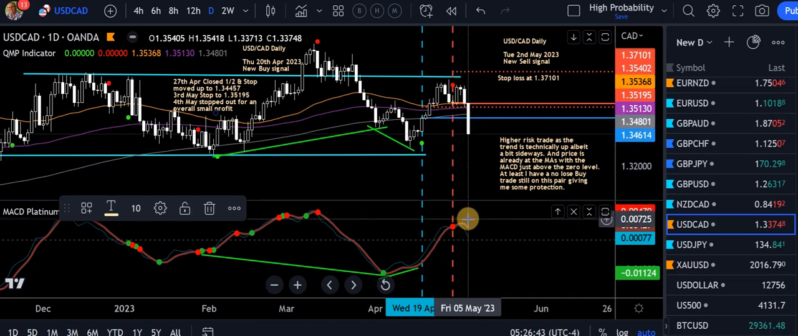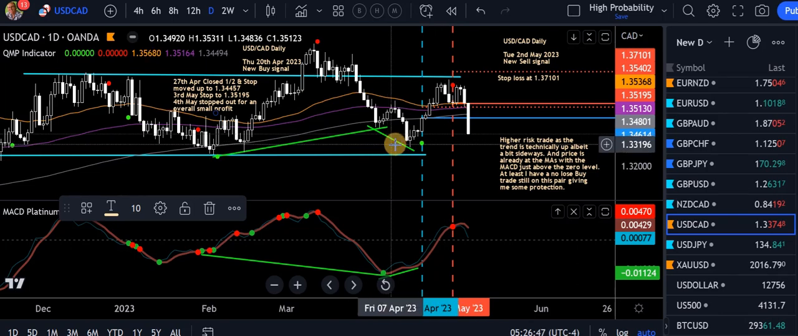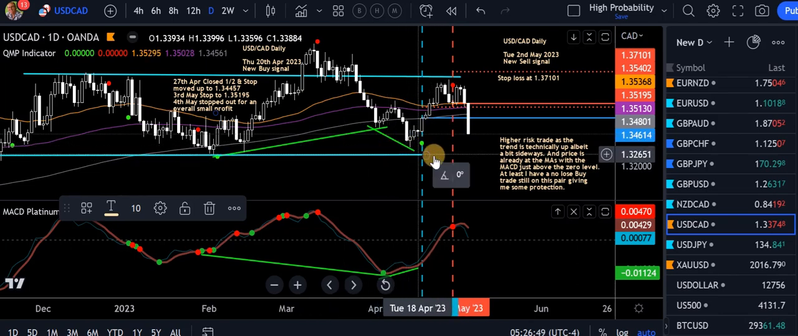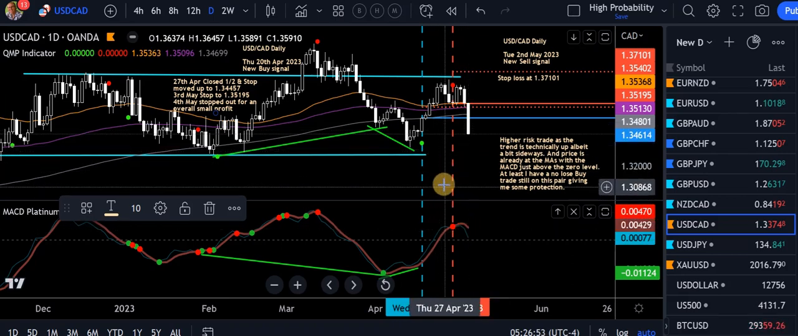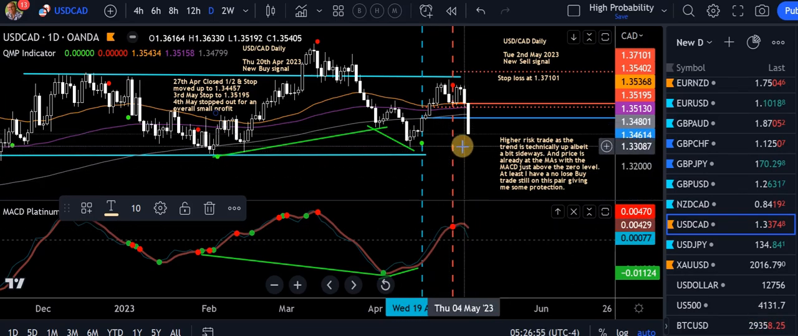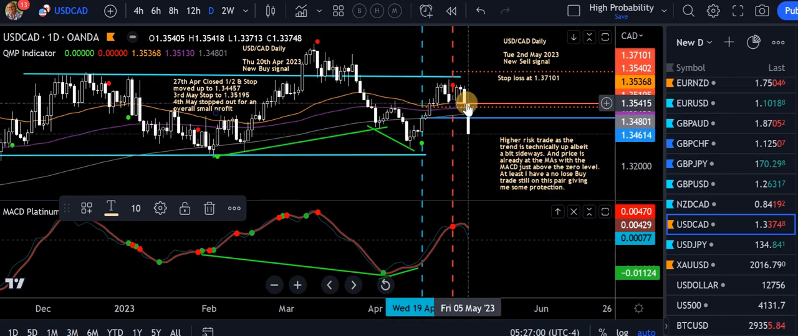MACD Platinum still a distance above the zero level, and we'll probably try and see if we can get down to this previous low here, or possibly this blue line here. And we'll see if we close out half and get the stop down nice and tight, put us in a no-lose position on the USD CAD there. That's why it's highlighted in orange, because we're stopped out on that buy trade.